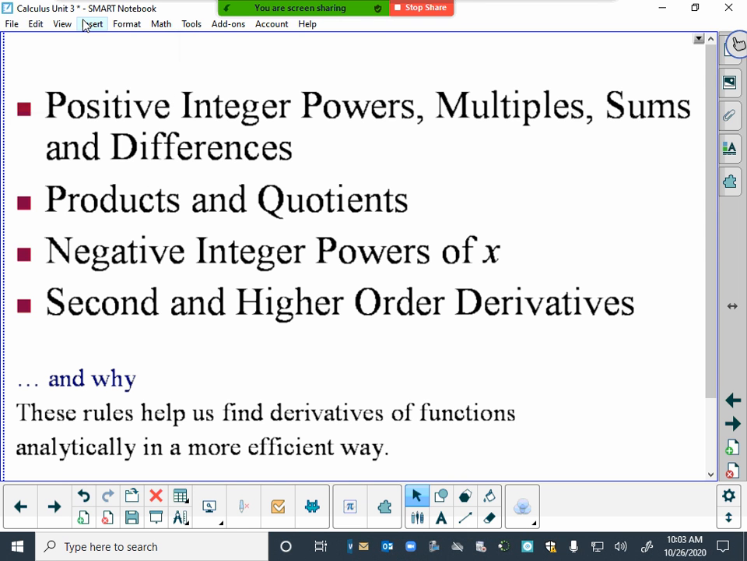All right, so what we're looking at here corresponds to Chapter 3, Lesson 3 in the calculus book that you have. We're going to look at positive integer powers, multiple sums and differences. In particular, those powers. We will look at a little bit about products and quotients of different functions, negative integer powers of x, and something we call second and higher order derivatives. Okay? These rules are going to help us find derivatives in a more efficient way.